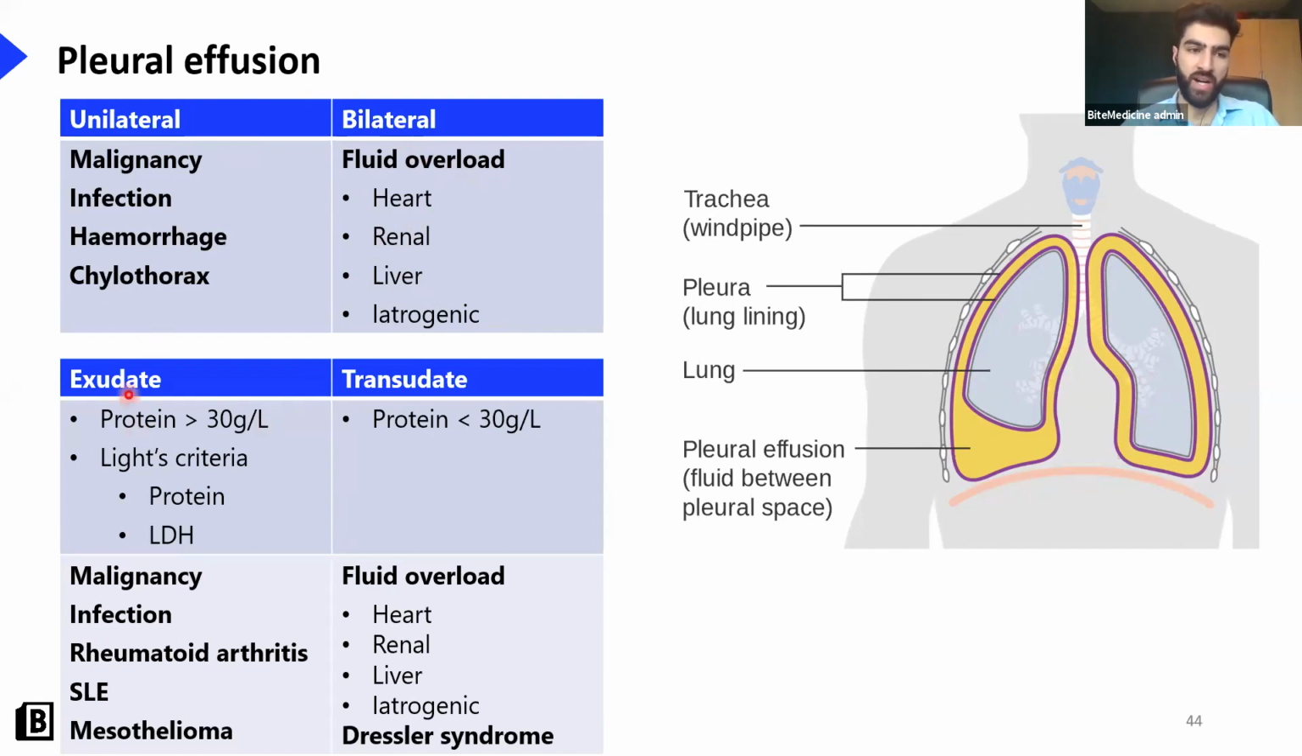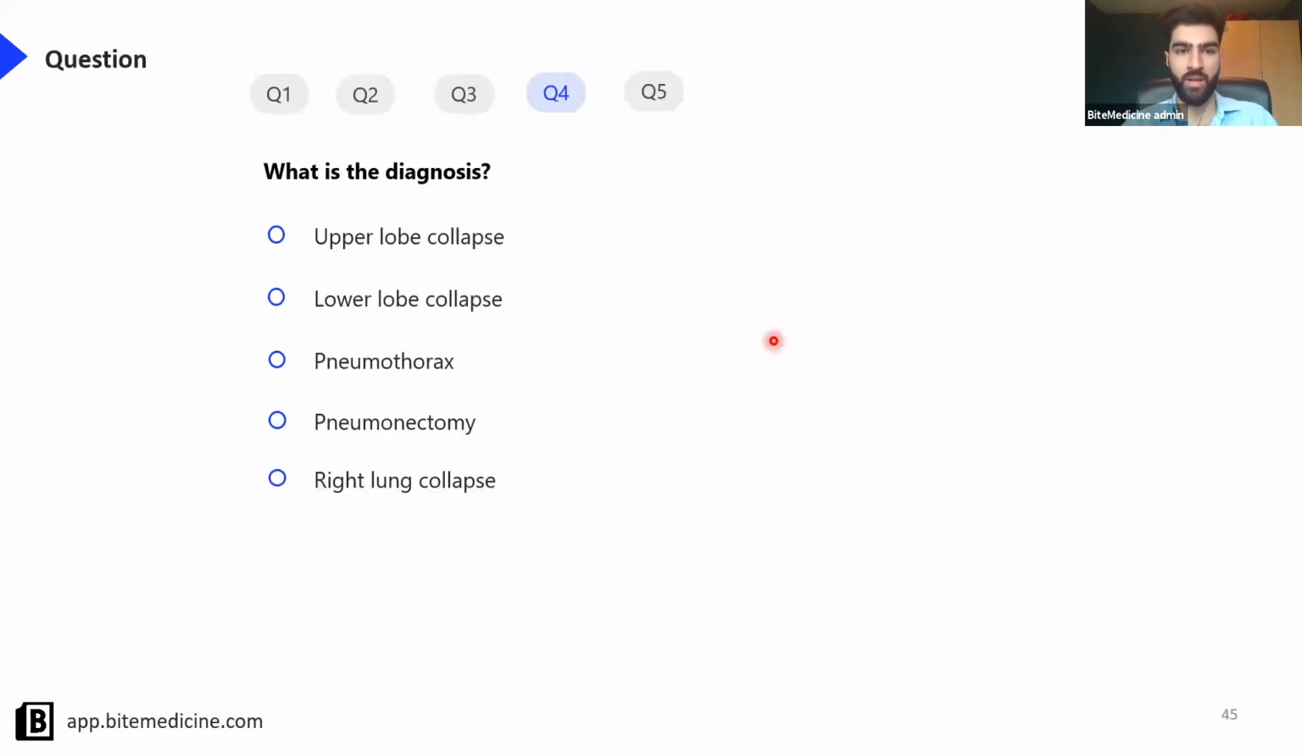The other way you can classify is an exudate versus transudate. And the way you do that is either looking at the protein or looking at Light's criteria. And again, those are your various causes. But I'm not really going to touch on that right now because I want to focus on imaging. But the slides will be there for your reference.